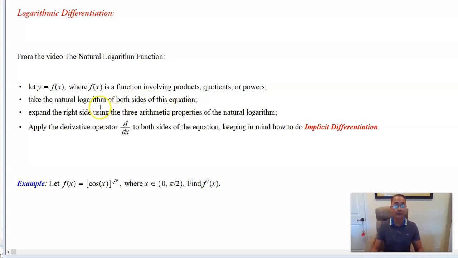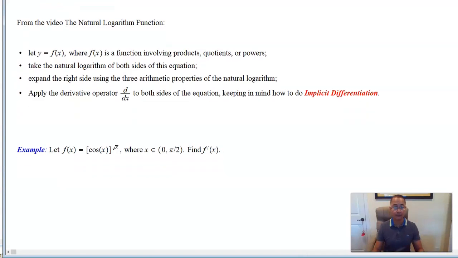We will take the natural logarithm of both sides of y equals f of x. We will expand the right side using the three properties I just mentioned. So product turns into a sum, quotient turns into a difference, and power, you drop the power out of the logarithm. Then we will apply the derivative to both sides of that equation. Keep in mind that you will need implicit differentiation on the left when you take the derivative of y with respect to x.